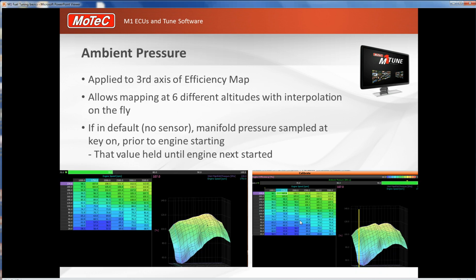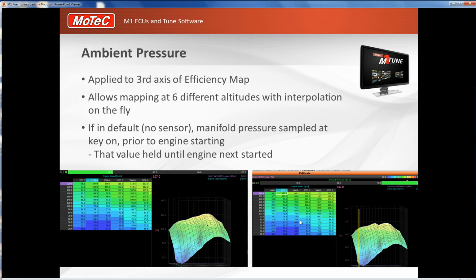Alright, a third axis on our engine efficiency table is ambient pressure. So this is for engines or vehicles that are doing hill climbs particularly. On the engine efficiency table, by pressing A, you can enable this axis just the same as an M800. And you get 6 load sites or ambient pressure sites to configure, and the process of doing that is to physically set each site up. It automatically copies the same efficiency map into each position, and then you go to each of those altitudes or ambient pressures and do your efficiency mapping.